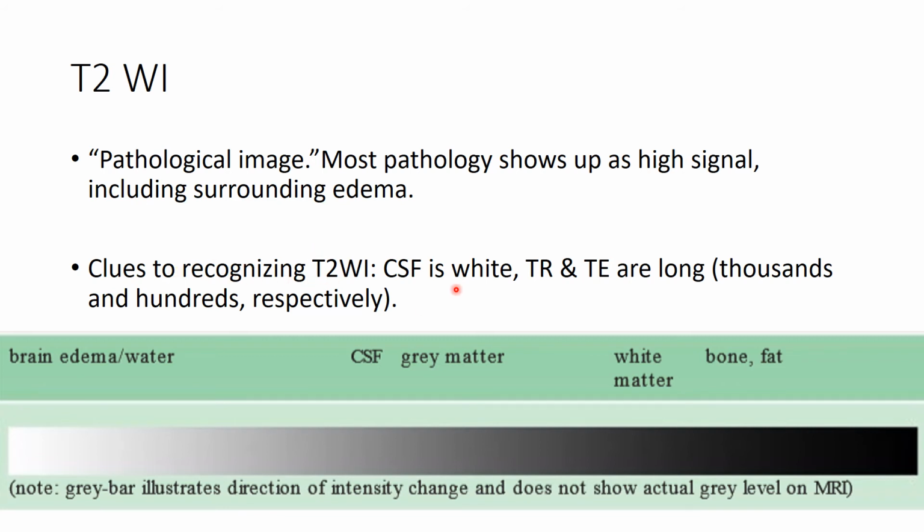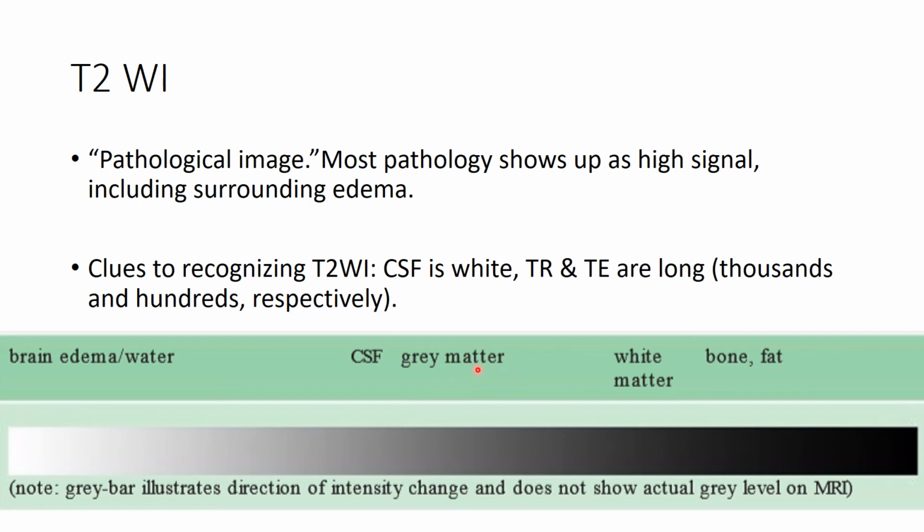On the T2, the CSF is hyperintense or white. It has a long TR, more than 2000, and a long TE, more than 80. They are long. Now let's go here. The same thing applies to the T2 weighted image. The edema, the brain or the water, will appear hyperintense on T2, also including the CSF. It will appear hyperintense.